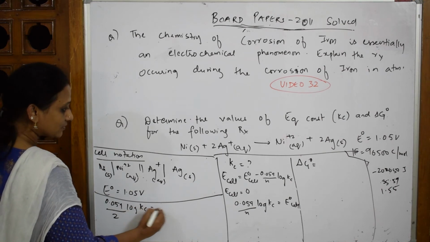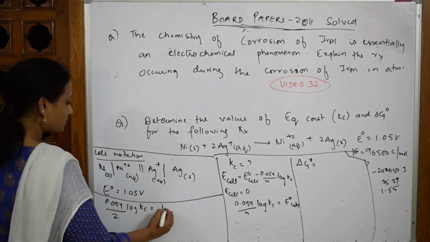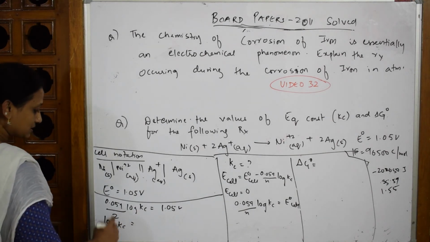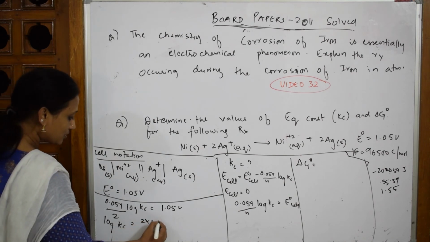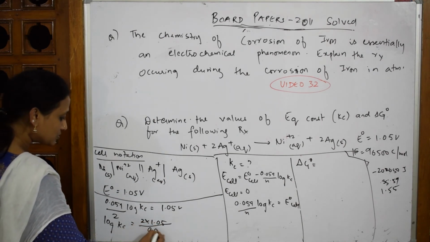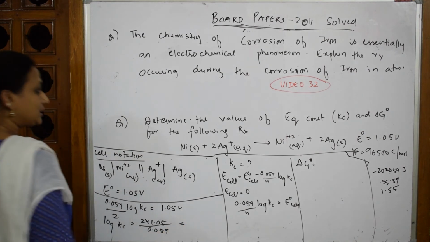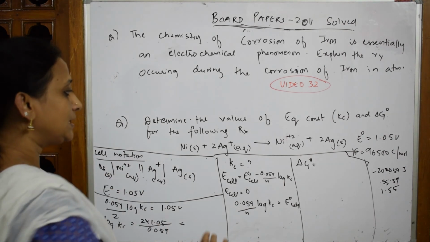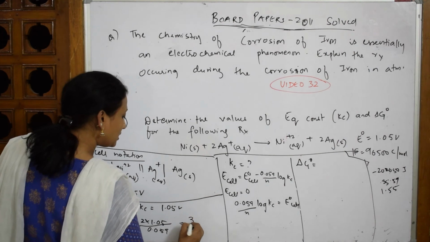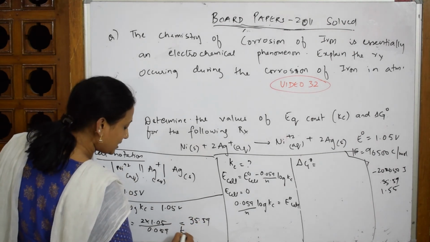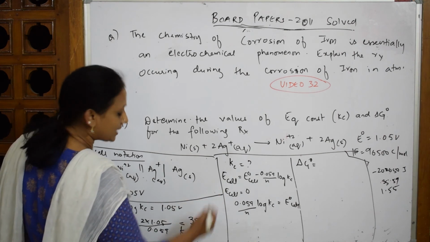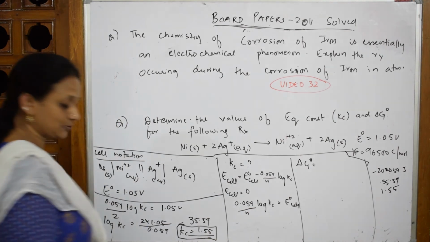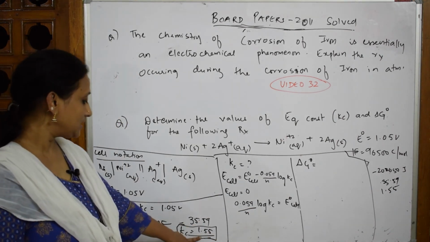Log Kc is equal to, how much is E naught cell given to me? It is 1.05 volts. So log Kc is equal to, cross multiply, 2 into 1.05 divided by 0.059. I get 35.59. So log Kc is equal to 35.59. When I take the antilog of 35.59, I get the Kc value, the equilibrium constant value. Done.